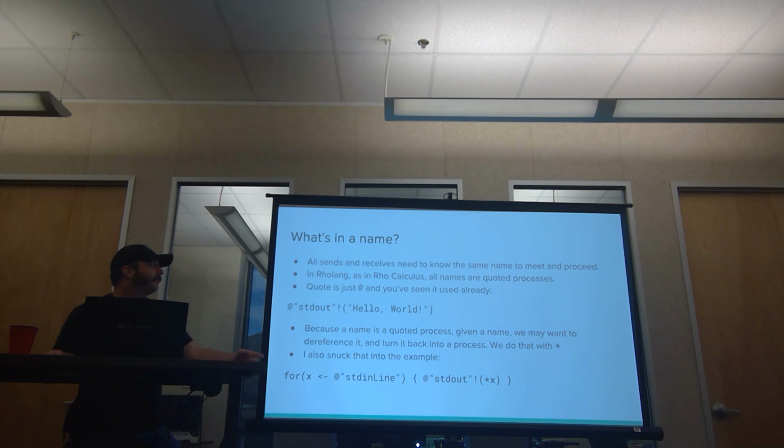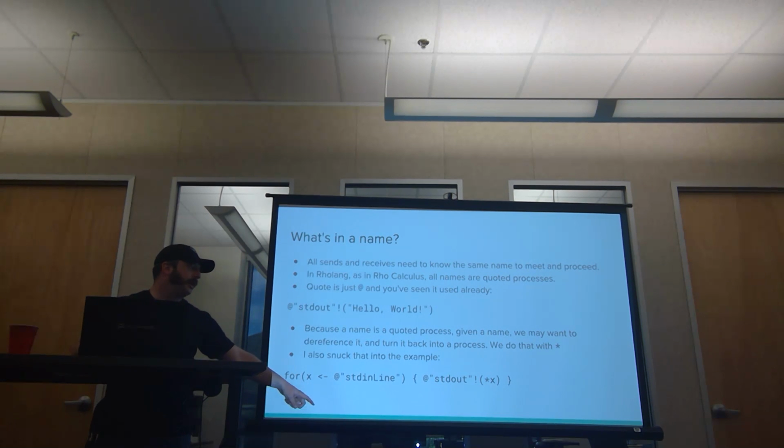All right. So names are quoted processes. Given a name, we might want to actually use the process that's quoted as a process, so we can use the star to reference it. If you look, I was sneaky and I stuck that into the example. X here is bound to a name, and then over there, we use X as a process to send the value on send.